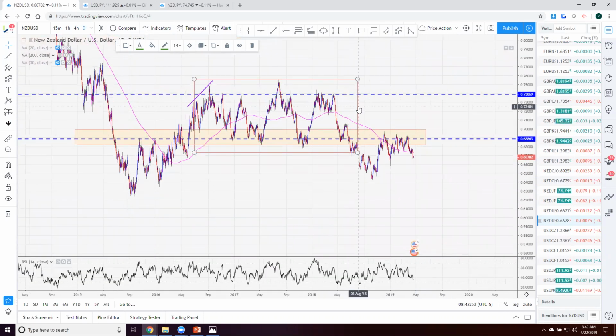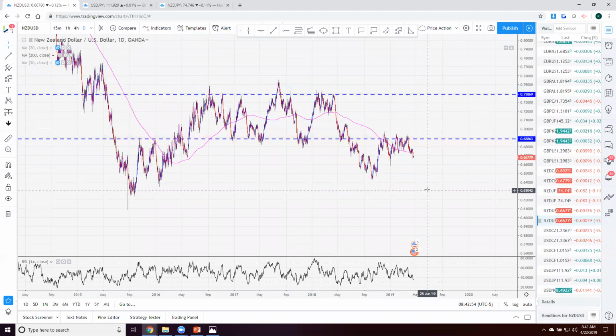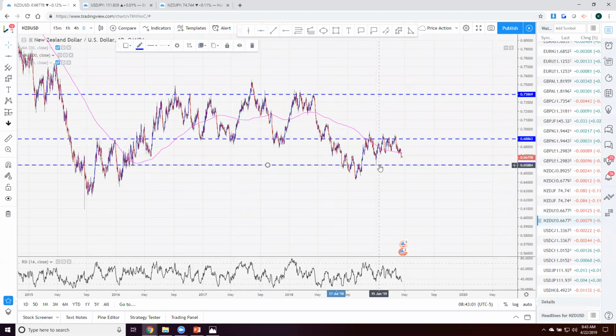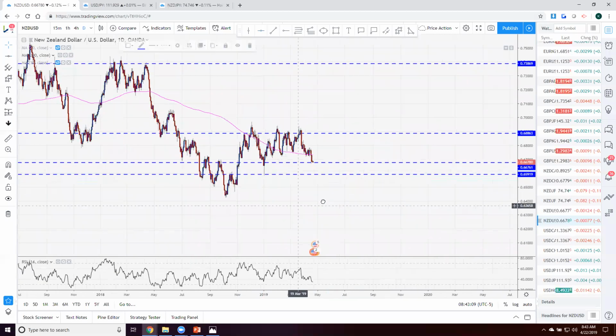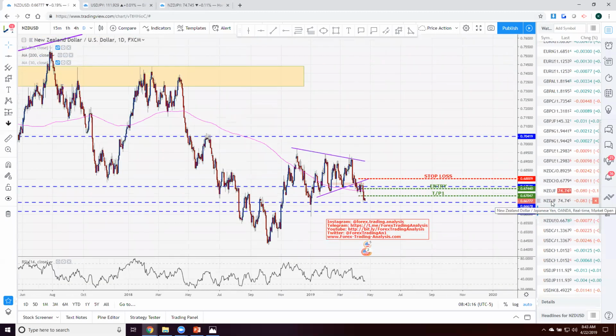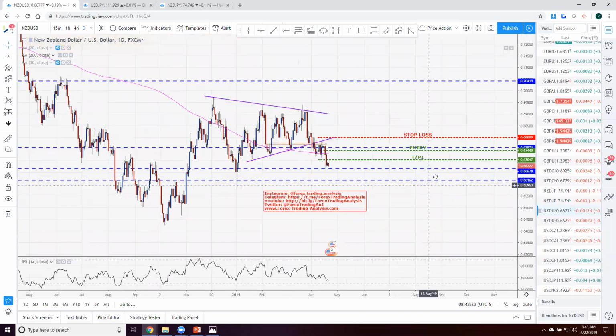So looking at the daily, obviously we've got the support area from the bottom of the wick. Currently at a support area, so nothing much to look at here right now that I see. Just need to watch and see moving forward. Again, I'm already out of this trade.